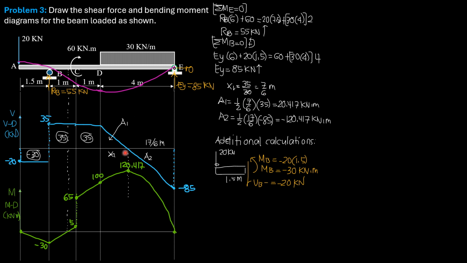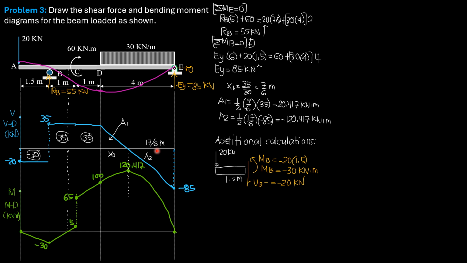Or we define the shear equation from D to E. So the shear is 35 minus 30 times, let us say, x1. And the shear is 0 because we want x1 where the shear is 0. Then you'll get the same answer, 35 over 30, or 7 over 6 meters. So if this is 7 over 6 meters, this distance is 4 minus 7 over 6, 17 over 6 meters.